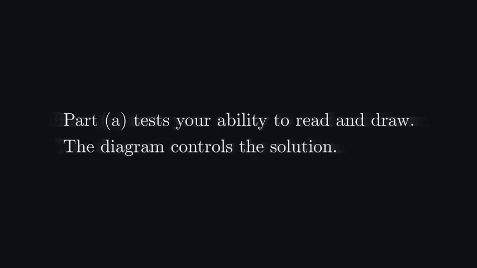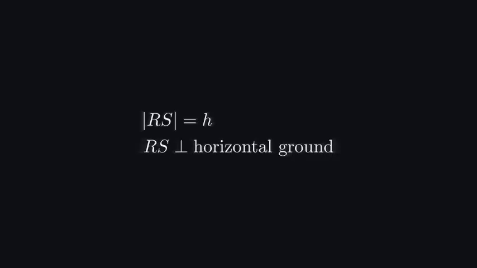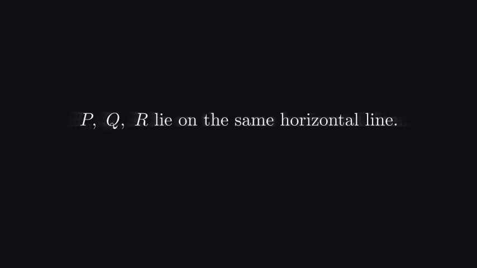Part A. Test your ability to read and draw. The diagram controls the solution. R equals foot of the tower. Follow the calculation line by line. Length of RS equals H. RS is perpendicular to horizontal ground. P, Q lie on the same horizontal line. Q is closer because 45 degrees is greater than 35 degrees.